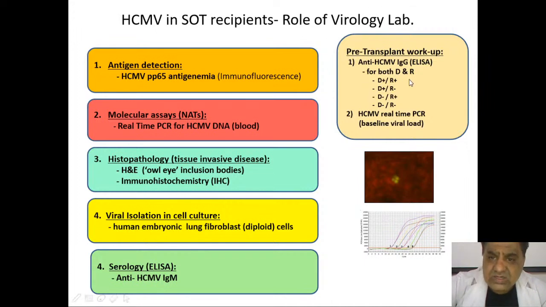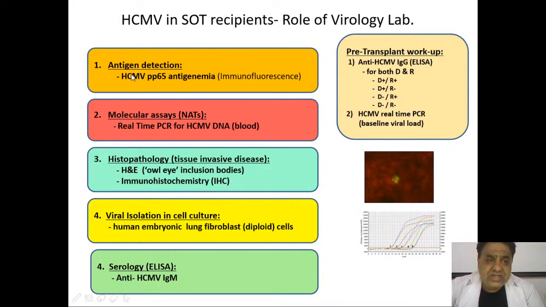Before we have a transplant, what are the tests we need to do? As far as CMV is concerned, an IgG ELISA for both the donor and recipient is compulsory and important. And for the patient, a baseline viral load, that is real-time PCR for viral load, of the patient who is receiving the transplant should be done just prior to the transplantation, so that we know whether he is negative or has some viral load of CMV, so that further therapy or prophylaxis can be planned accordingly.